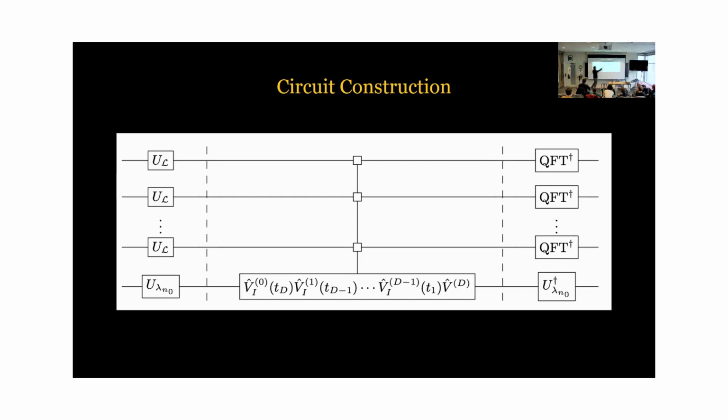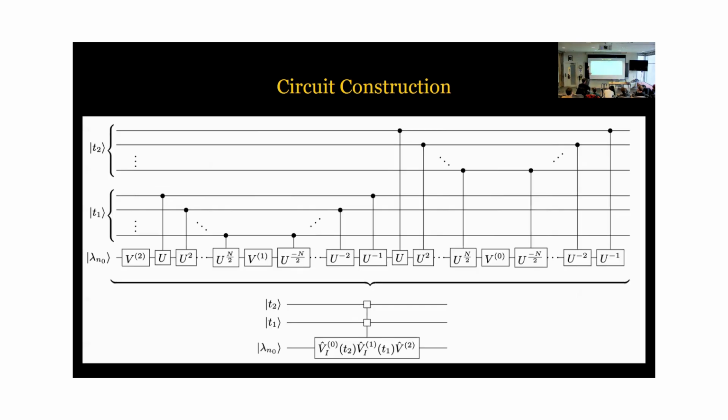And then at the end, you do the quantum Fourier transform on all your time registers to take them into the frequency domain. And then you do an unpreparing of your initial state preparation by applying the U dagger that prepared your state originally. Now, this is not very clear what it looks like. Let's talk about the concrete case, a 2D phase estimation, the two-dimensional phase estimation.